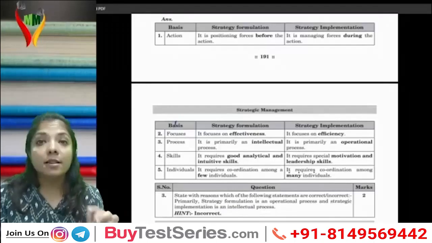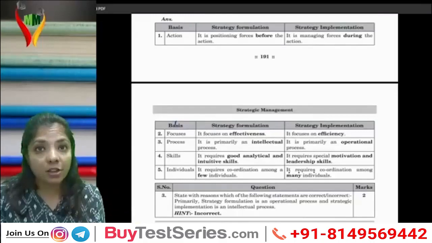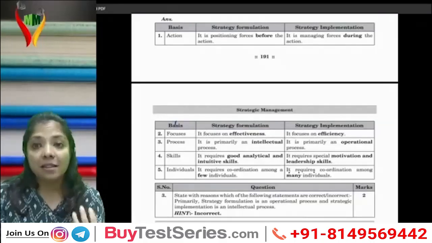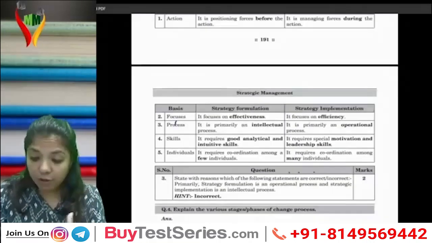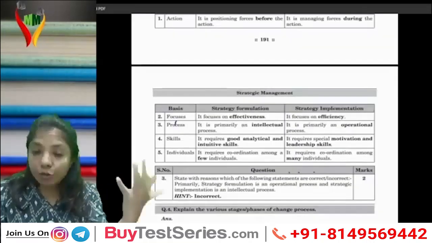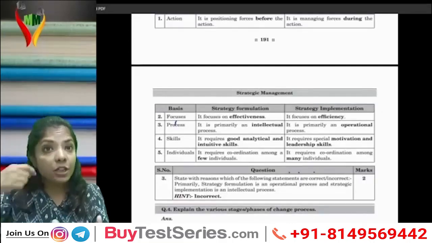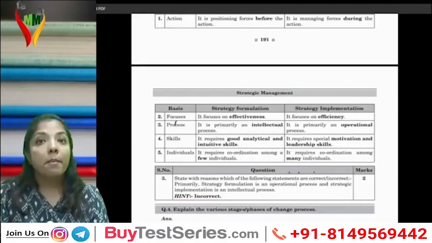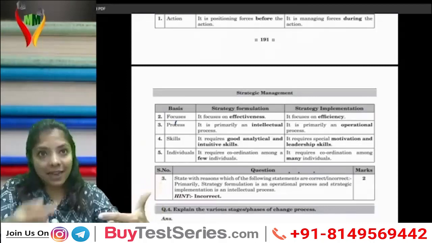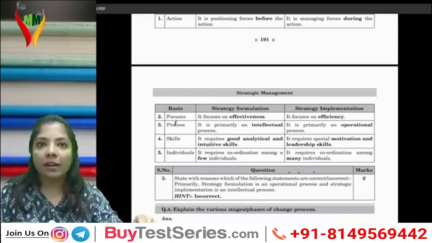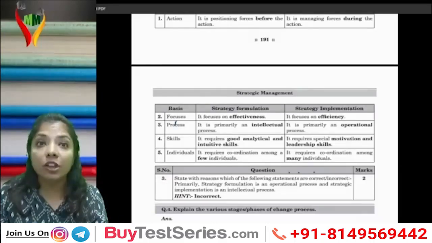Then third, process. You need intellect. You need to apply brain to formulate a strategy. It's an intellectual process, whereas implementation is an operational process. Fourth, skill. To formulate a strategy, you need to do analysis. You need to have intuitive skill, little but not much. Basically, what you need is analytical skill. First, you have to analyze and then make a plan. The skill required here is analytical, whereas the skill required in the implementation phase is motivational and leadership.